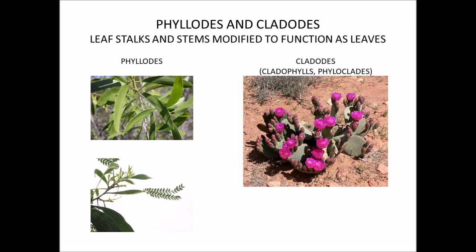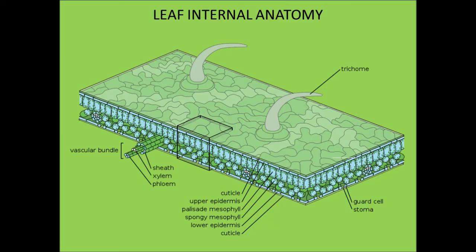Cladodes, also known as cladophylls or phylloclades, are basically stems that have become modified to form a photosynthetic organ. In this case, we're looking at a prickly pear or an Opuntia species, and you can see the flowers being derived directly on top of these leaf-like pads. The leaf-like pads are actually stems that have flattened out to perform a photosynthetic function, and hence the flowers are growing from the tips of those pads because they are growing from the tips of the stem, essentially.